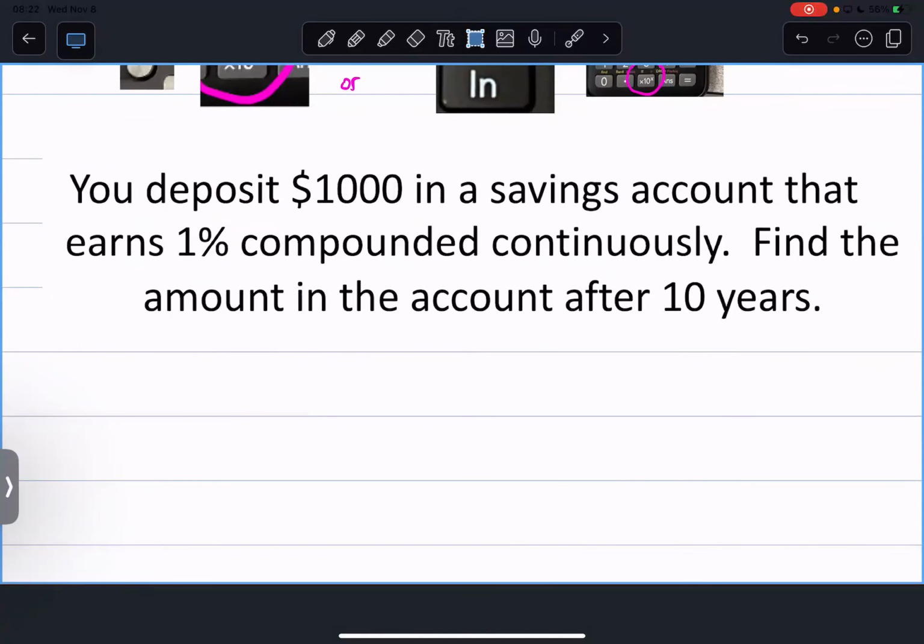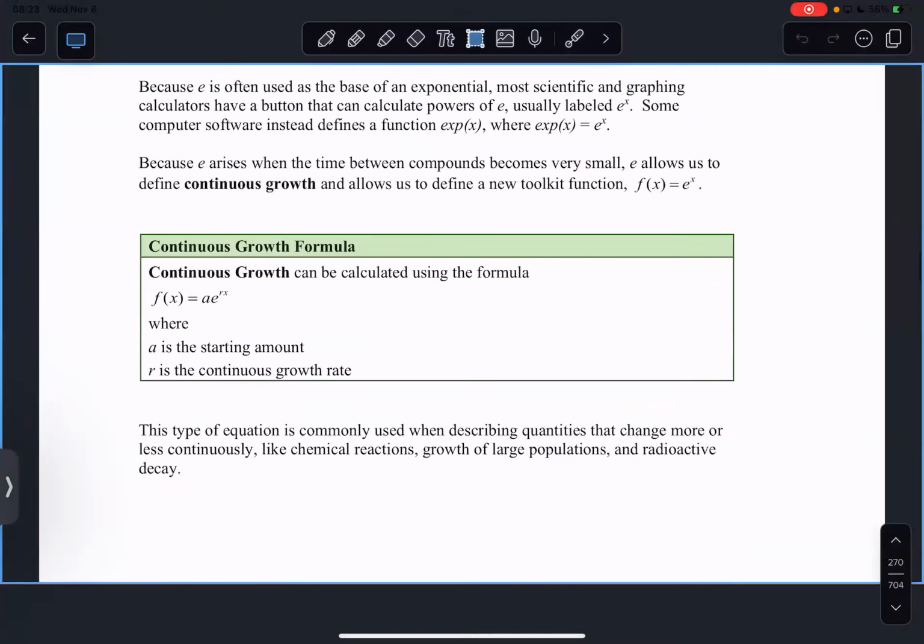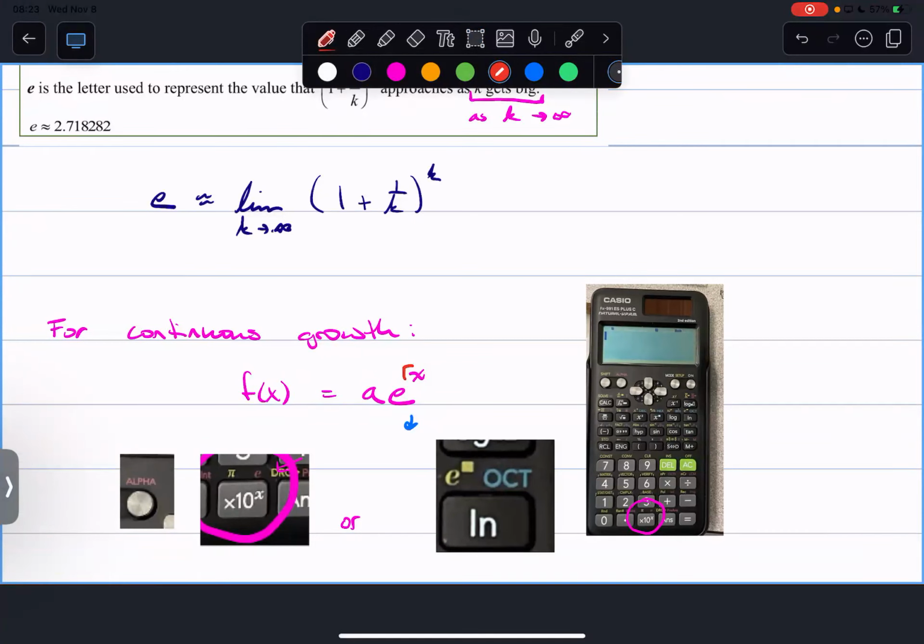You deposit $1,000 in a savings account that earns 1% compounded continuously. Find the amount in the account after 10 years. So now I need, let's see here. Probably this. I forgot the R, I'm realizing now. I'll do it in red to punish myself. How else would I know what the rate is? Good thing we've got these boxes.